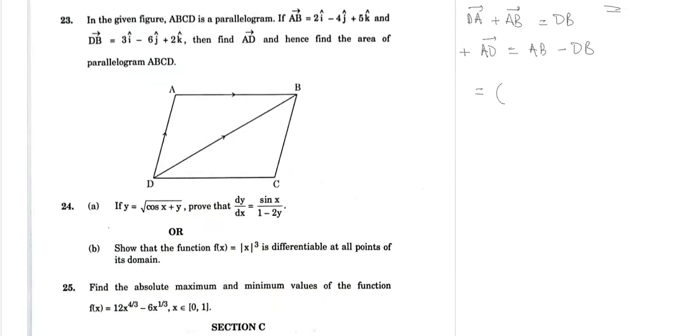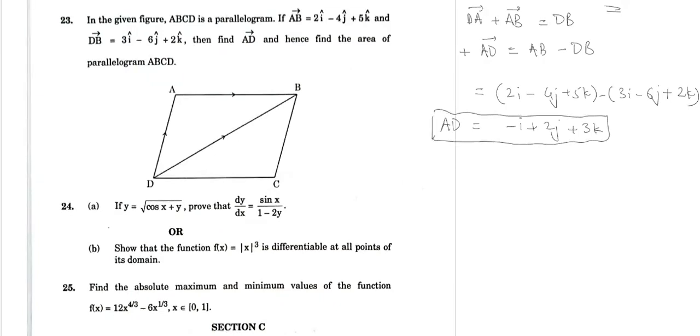That is, AB is what? 2I minus 4J plus 5K minus 3I plus 6J plus 2K. And this will give us minus I plus 2J plus 3K. Okay. So your vector AD will be this. Okay. What next? We need to find the area of a parallelogram ABCD.